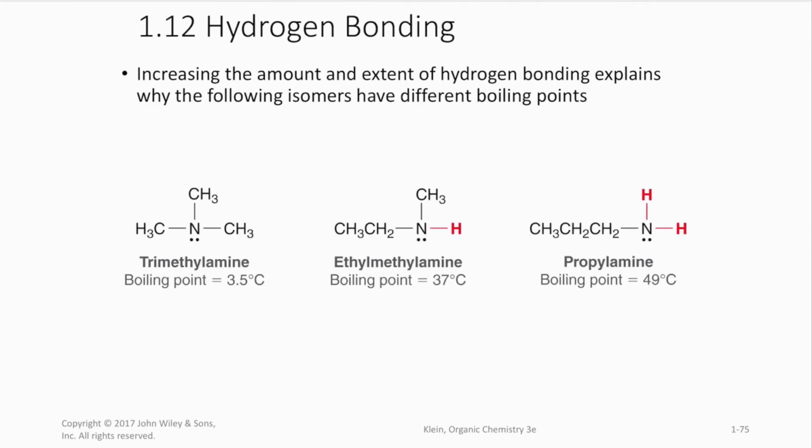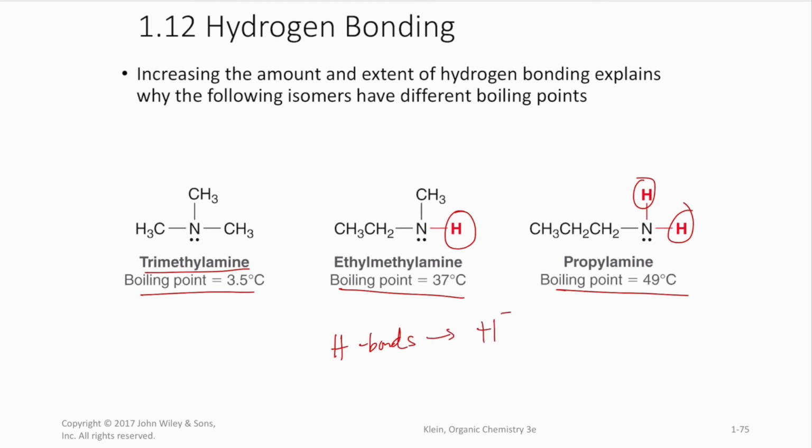Trimethylamine is a molecule that can have a higher boiling point. The more hydrogens, the more hydrogen bonds, so the higher the boiling point. Remember that the number of hydrogen bonds depends on the number of hydrogens, which means that hydrogens decide the number of hydrogen bonds, which creates different isomers with different boiling points.